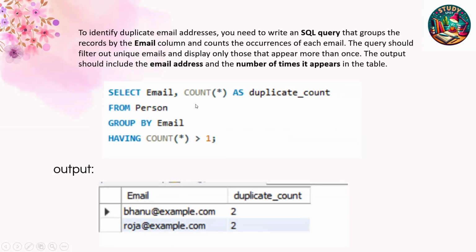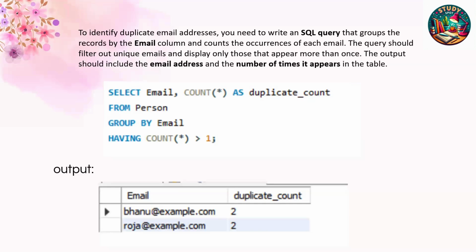Here first I am selecting the columns. I am selecting the email column. It retrieves the email address from the person table, and COUNT(*) as duplicate_count counts the number of occurrences of an email in the person table. Here I am grouping. GROUP BY email groups the records by the email column, meaning each unique email will be processed separately.